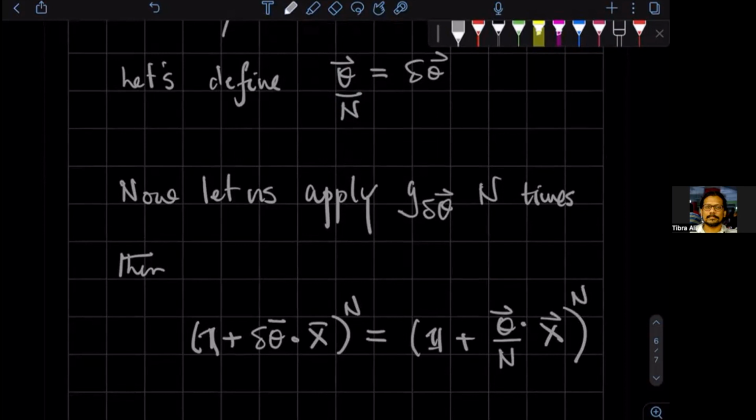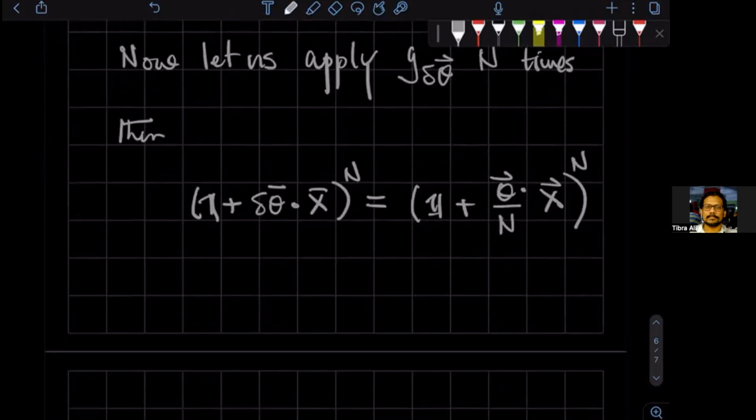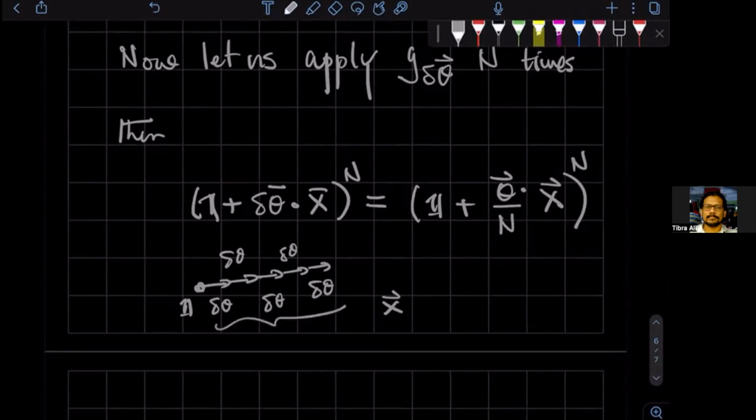All right. So what are we doing? We are basically starting at the identity, and we are going in the x direction n times. So each of these displacements in the group manifold is parameterized by delta theta. Okay, so the number of times we are applying this is n.